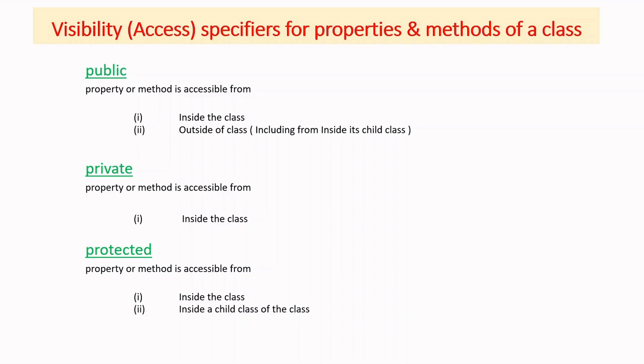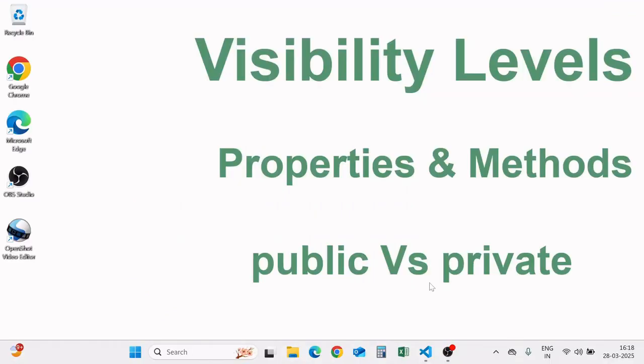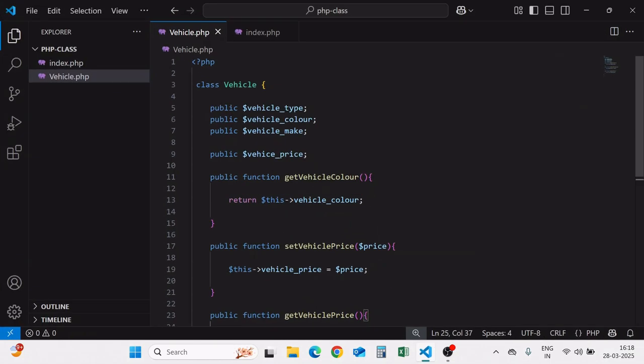In this lesson, we will learn what is the difference between public and private properties and methods. We will see what is protected visibility only after we learn class inheritance and concept of parent and child class, because protected visibility is related to inheritance. Let us try to understand difference between public and private properties and methods with the help of some example codes. So I have opened our project folder in the editor.